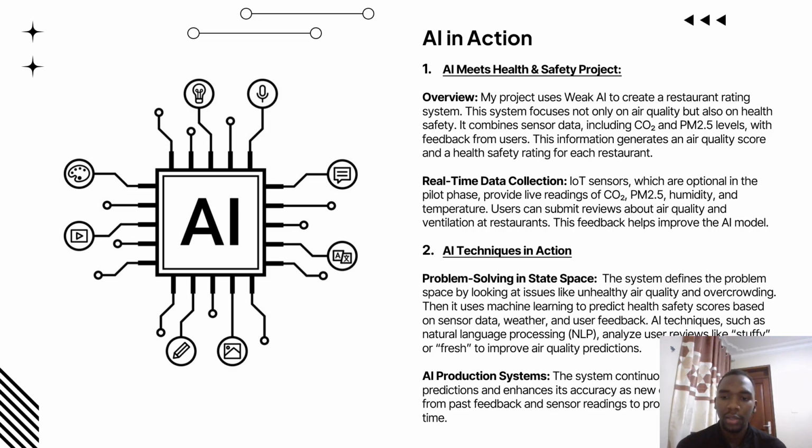machine learning to predict health safety scores based on sensory data, weather, and user feedback. AI techniques such as natural language processing analyze reviews like Stuffy or Fresh to improve air quality predictions. The system continually updates its predictions and enhances its accuracy as new data comes in. It learns from past feedback and sensor readings to improve ratings over time.